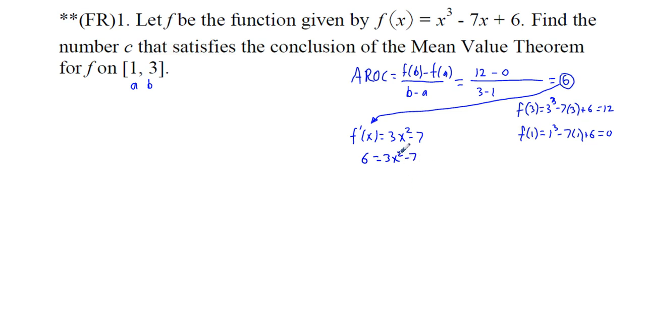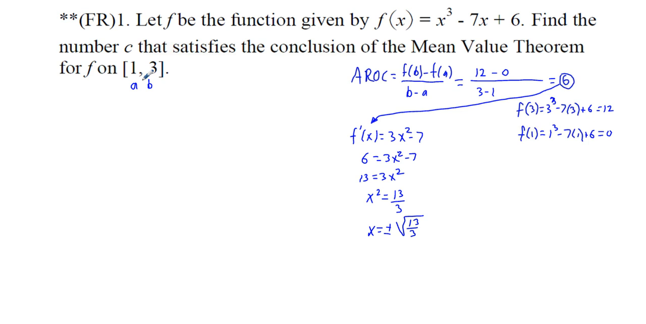And then the last step is going to be solving for x. So if we add 7 to both sides, we have 13 is equal to 3x squared. And so dividing by 3, x squared is equal to 13 thirds. And then taking the square root of both sides, we have x is going to be equal to plus or minus square root of 13 thirds.